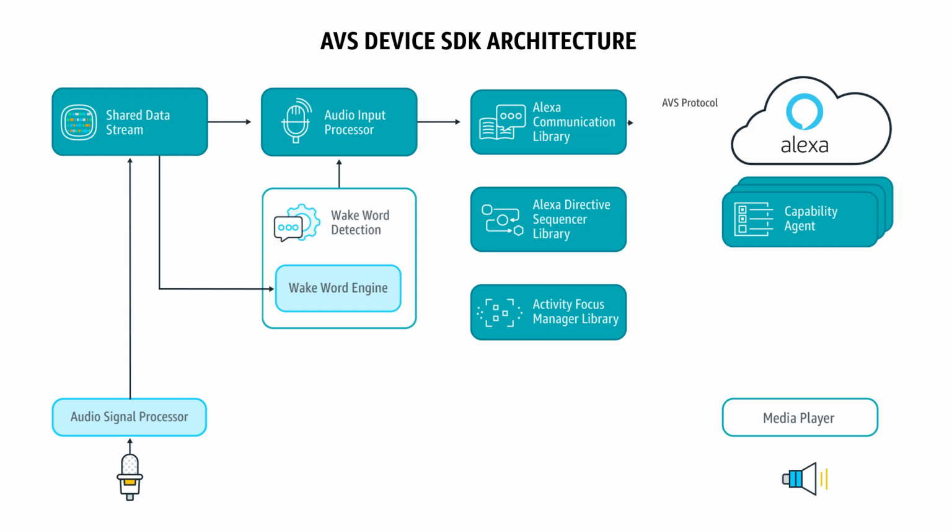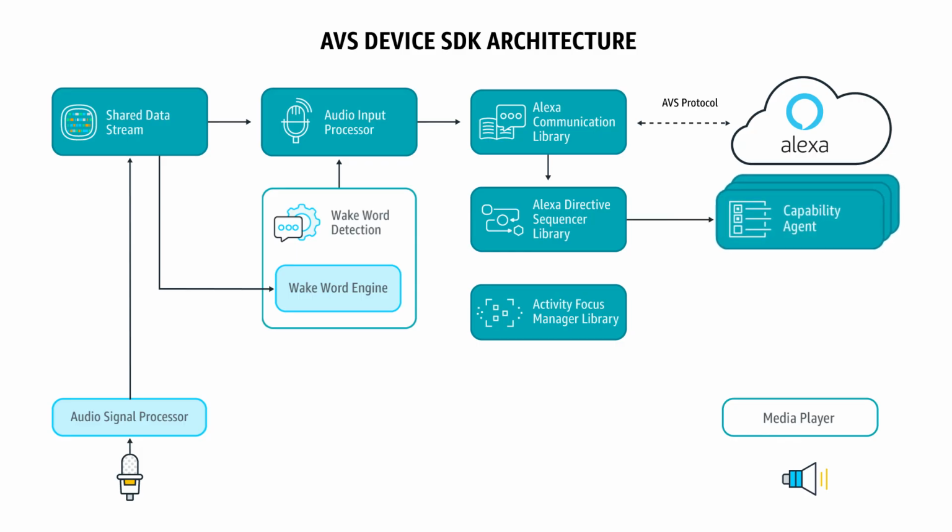The ACL is the portion that keeps a persistent connection between your product and the cloud to send and receive messages as necessary. Once the message is sent to the cloud, Alexa in the cloud processes the message and sends a message back, called a directive, to instruct your product to take action. Now the ACL takes the directive that it just received from the cloud and passes it on to the Alexa Directive Sequencer Library, or ADSL.